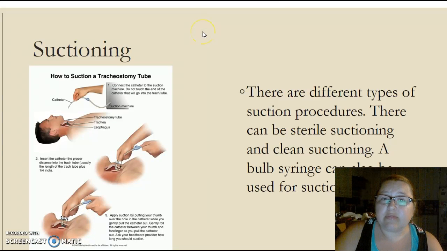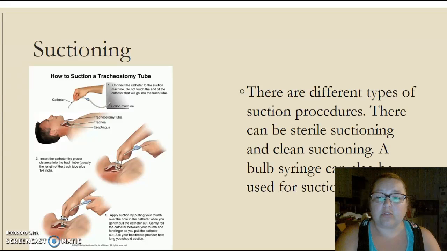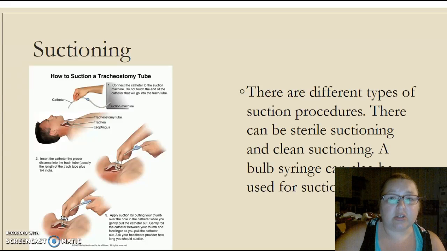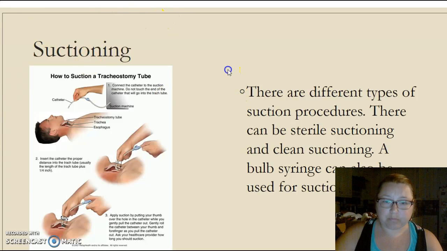There are different types of suction procedures. There can be sterile suctioning, in which everything is used one time, or clean suctioning. This is often what is used in the home by the parents or the caregivers. That is a hand washing situation where everything is kept clean with antibacterial soaps. A bulb syringe can also be used for suctioning.